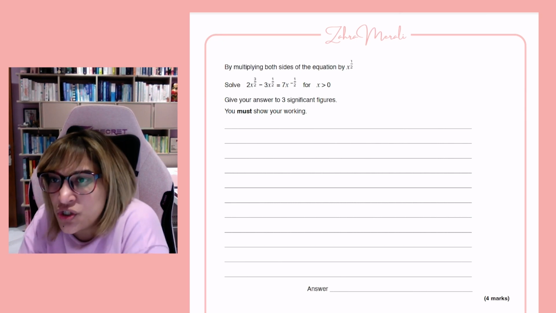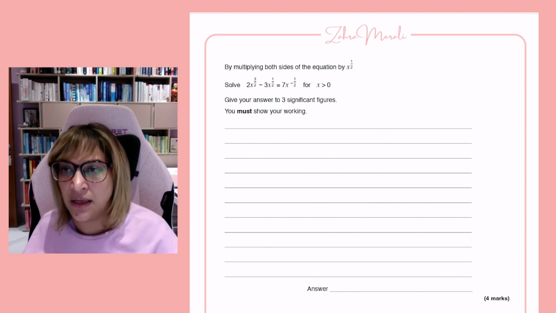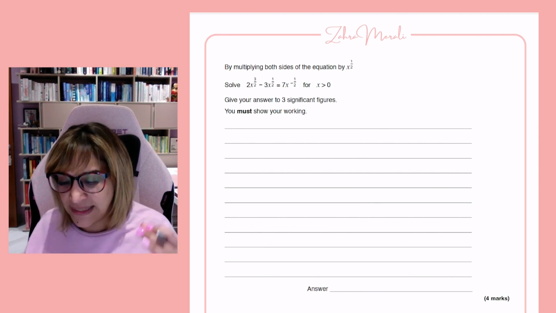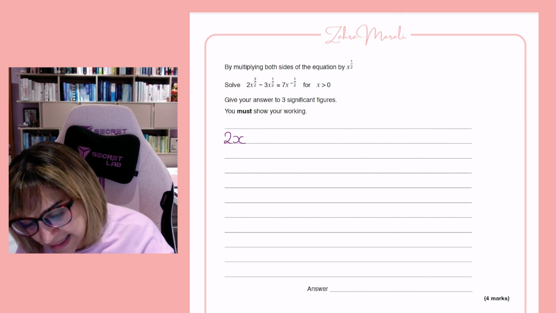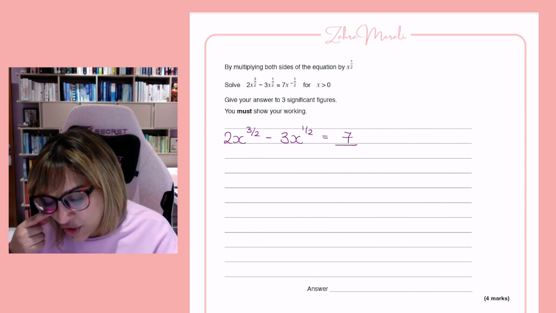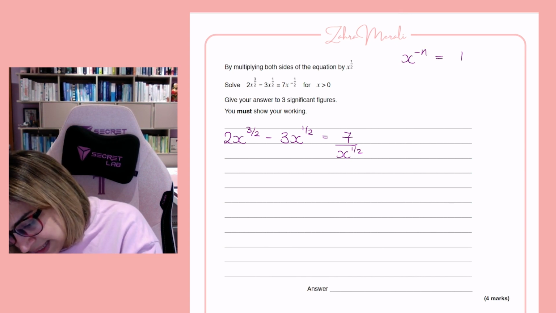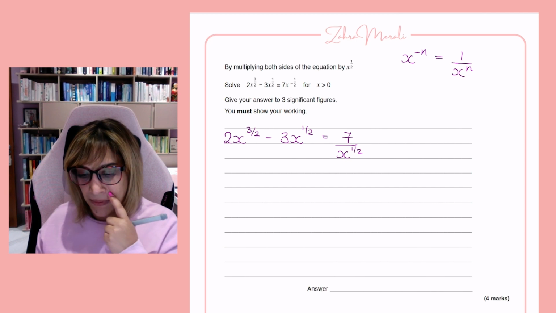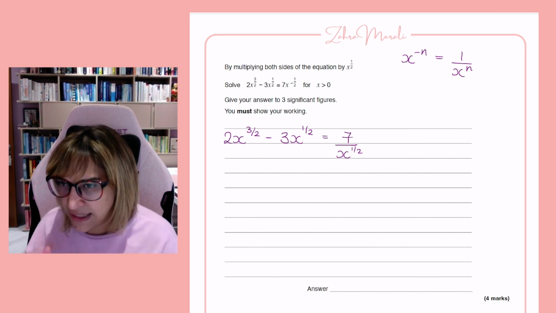Here they're telling you what to do. But if they hadn't told you to multiply both sides by x to the half, how would you have known that was what you needed to do? So the way that you could have looked at this is to say 2x to the power of 3 over 2 minus 3x to the half equals 7. And because x is to the power of minus a half, we know that it's on the bottom. Because remember, x to the minus n is 1 over x to the n. The 7 is not to the power of anything. The 7 doesn't also go on the denominator. Be very careful about that.